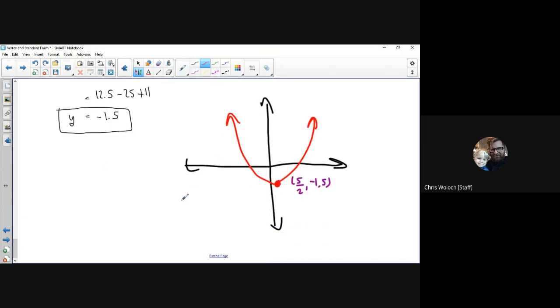Okay, so when I look at this, well, we know that the domain, for all parabolas, is x can be any real number. The range is going to be determined by the function and its vertex. So for this function, y is going to be any real number where y is greater than or equal to negative 1.5. Okay? And that is that.